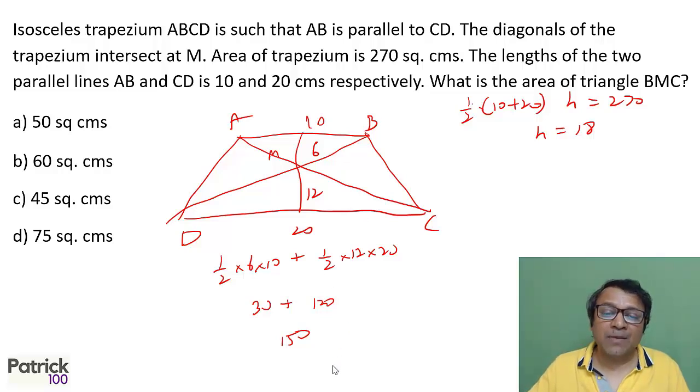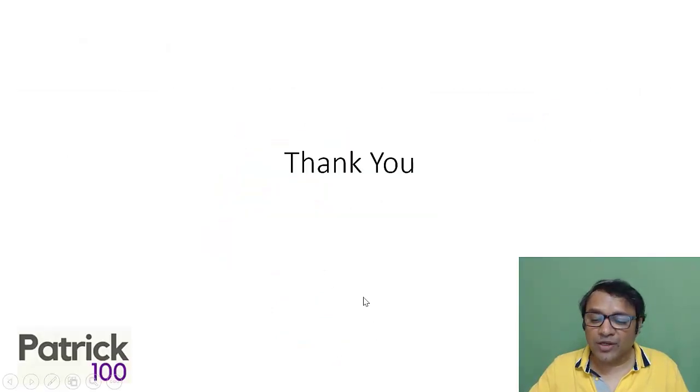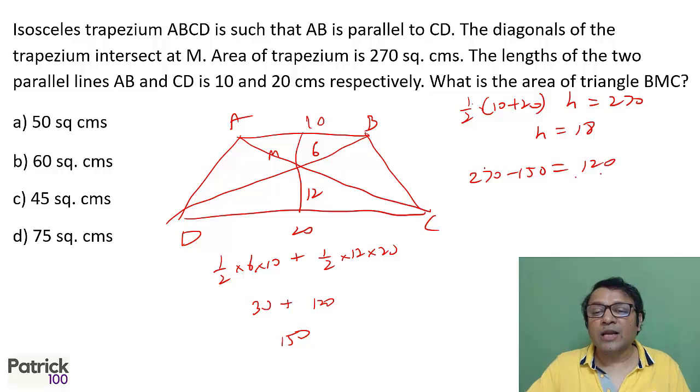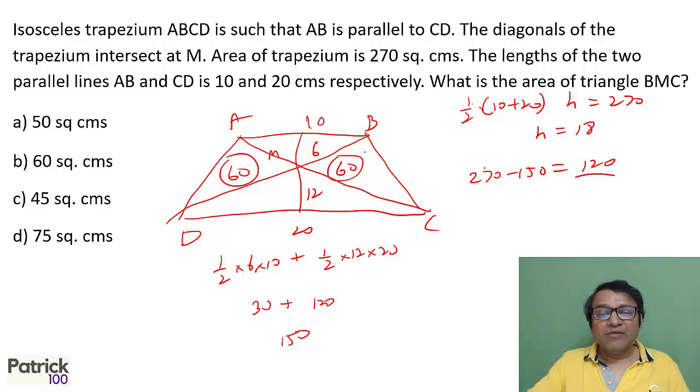So the area of the remaining part will be 270 minus 150. If you do 270 minus 150, we'll get 120, and it will be equally divided because it is isosceles, right? Both will be equal. So 60 and 60. So technically, if I want to find the area of triangle BMC, which will be the same as AMD, I need to remove the area of these two triangles.